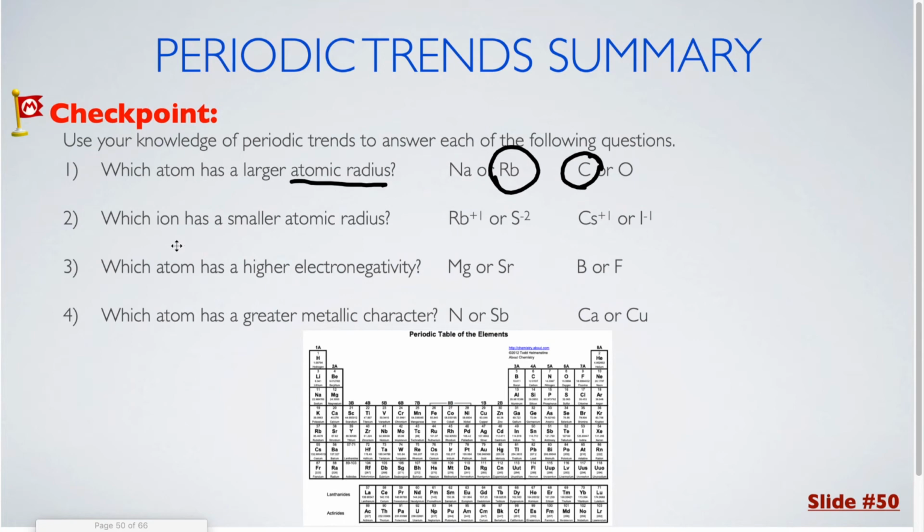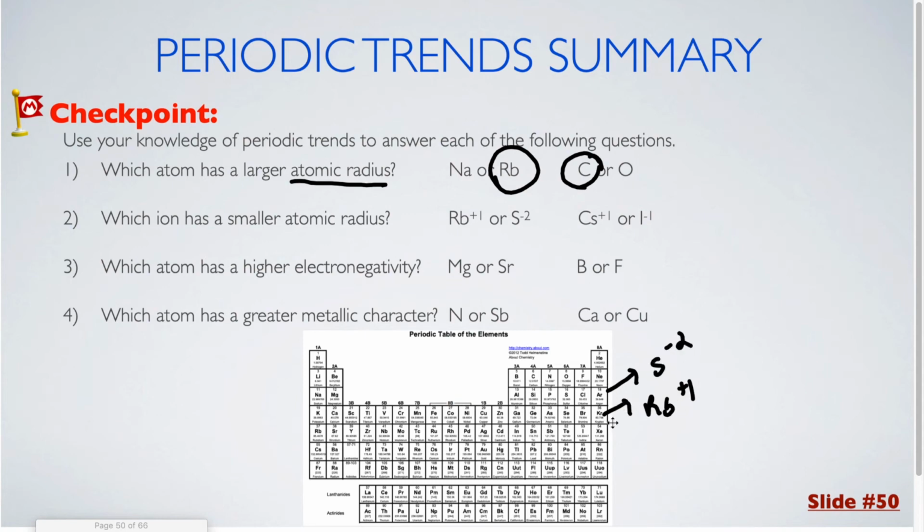For our second question, we are trying to figure out which ion has the smaller atomic radius. This is a little more complicated. Now, the way that you should approach this, if I have something like Rb plus 1, if it were to lose an electron, it would be similar in size to krypton. So let's say that Rb plus 1 would have that position. Whereas if I have something like sulfur minus 2, if it was to gain 2 electrons, it would be similar in size to argon.